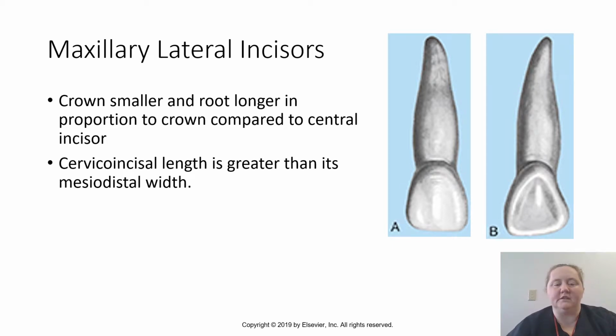Okay, so we have our maxillary lateral incisors, and our crown is now smaller than it was on the central incisors, but our root, let me get a different color here, our root is going to be much longer. Okay, now our cervico-incisal length, that's this length from here up to the incisal.